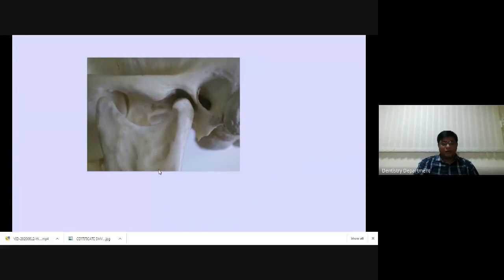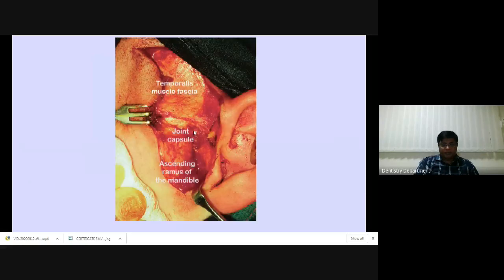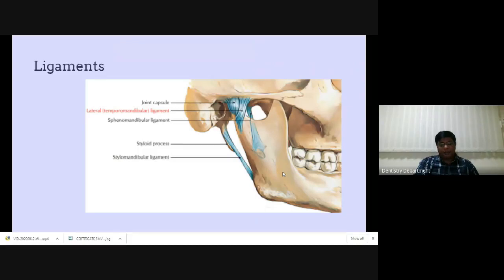So the bony component is the condyle, and the condyle has its unique shape. Anteroposteriorly it is flattened, and it articulates with the glenoid fossa, which is a part of the temporal bone. Then the whole joint is encapsulated. It consists of a joint capsule, and there are a few ligaments present there.